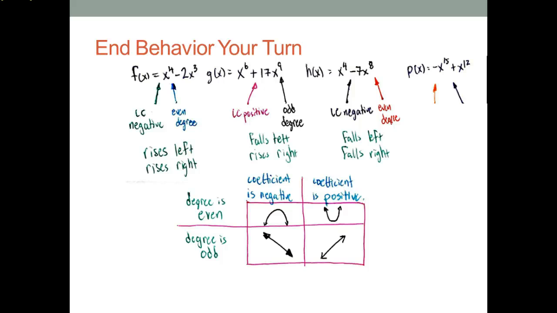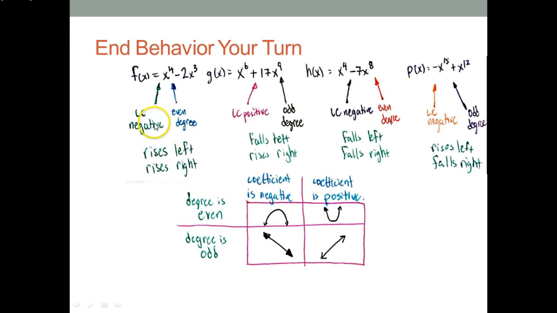So let's look at p of x. And we're looking at negative x to the 15th. So the leading coefficient is negative, and that has an odd degree. So looking at the chart, coefficient is negative, puts us in the left column, and an odd degree puts us here at the bottom. So it rises left and falls to the right. Excellent.